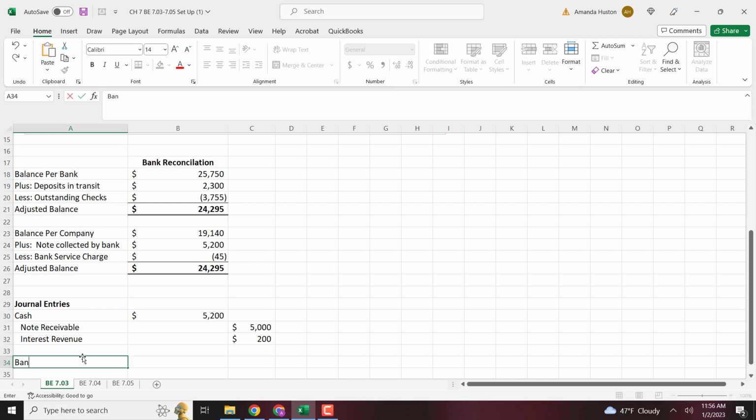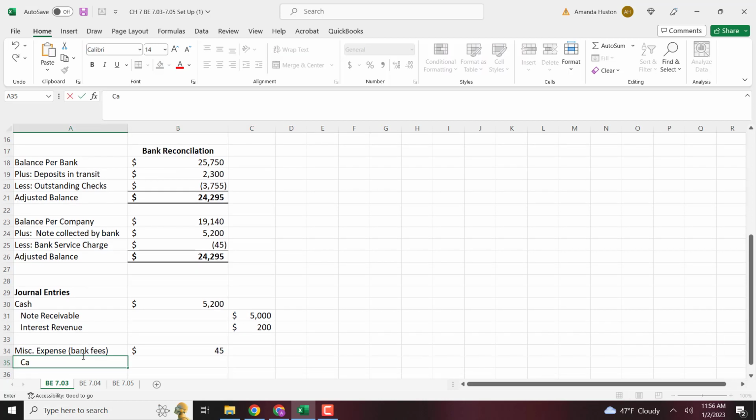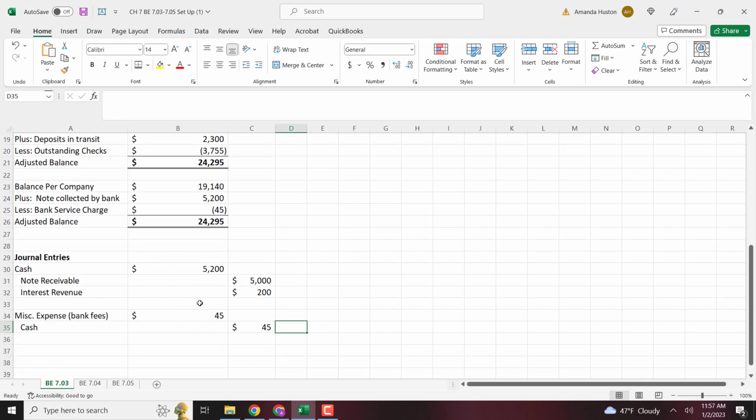Now, for the bank, we get miscellaneous expense or bank fees, and that was $45. So we're debiting the expense, we're crediting cash because that's a negative to cash. And those are the journal entries. So this is a bank reconciliation, and we got to an adjusted balance that matched with the bank and the company records, and then we made journal entries.